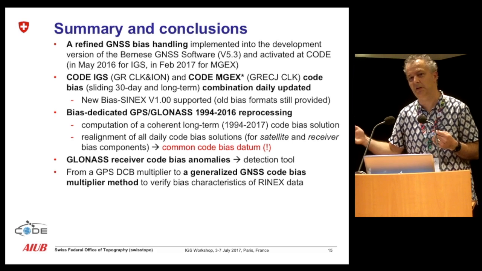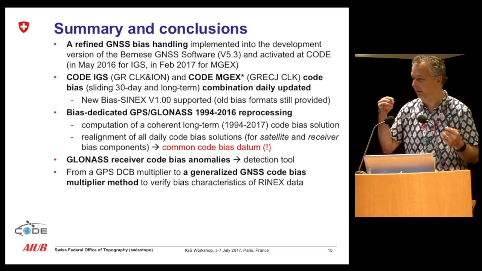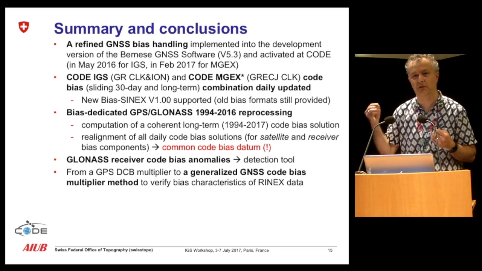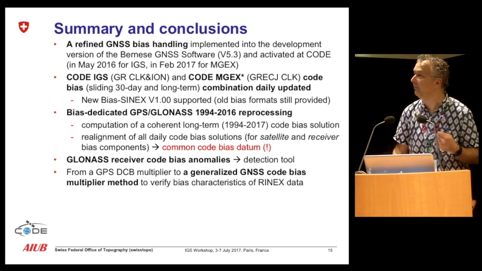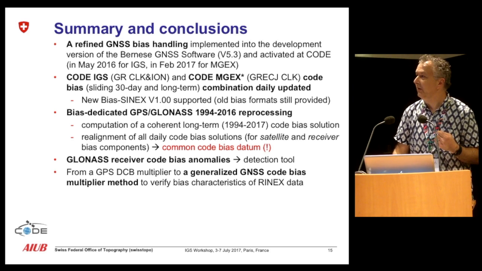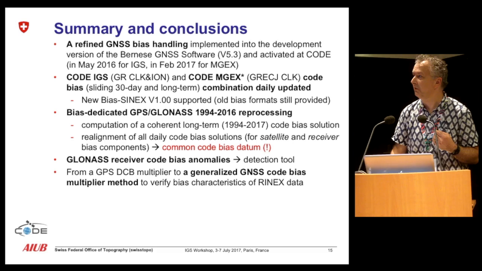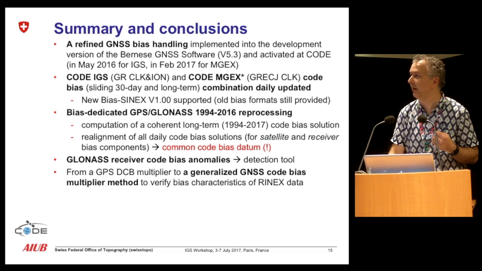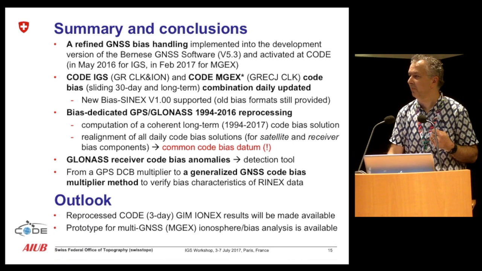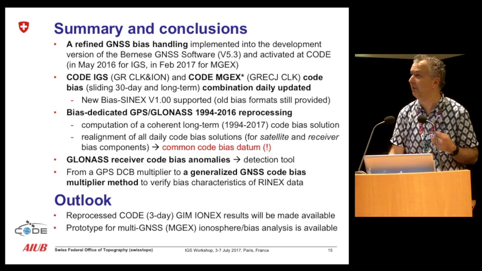You can understand this as we have the ITRF for the coordinates, so to have a unique datum. Then for the GLONASS receiver code bias anomalies, it is planned to develop an automatic detection tool to find these outliers. And finally, I highlighted the generalized GNSS code bias multiplier method. The reprocessed ionosphere series will be made available, and I also mentioned the prototype.